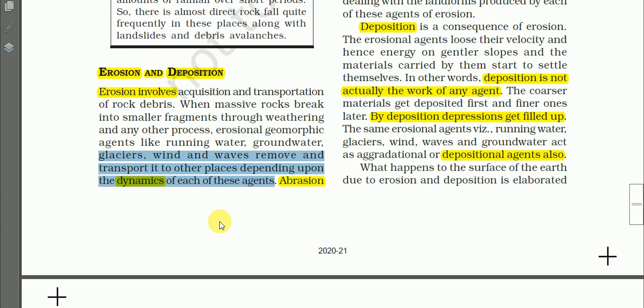So when big rocks are broken into smaller pieces by the process of weathering, running water, groundwater, glacier, wind, and waves remove these pieces of rocks from the surface and transport them to other places depending on the dynamics of each of these agents. Agents here means running water, groundwater, glaciers, winds. Dynamics is concerned with the forces that cause motions of bodies.